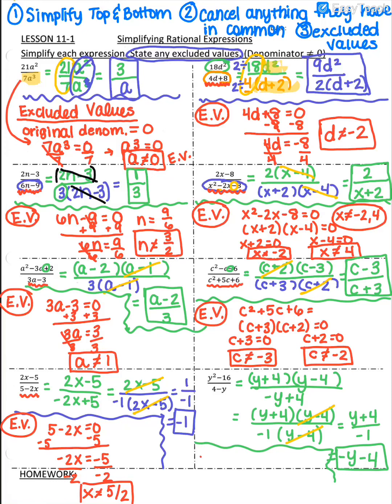All right, so last part, excluded values, original denominator, which is 4 minus y equals 0. This is actually super fast. We can do it either way that you want. The quick way would be to add the y over and you get y equals 4. Or you can subtract the 4 over. You get negative y equals negative 4. Divide both sides by negative 1. And we end up getting y equals 4 that way. Or y cannot be equal to 4.